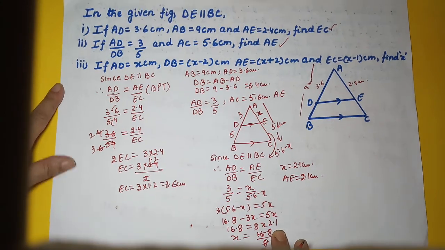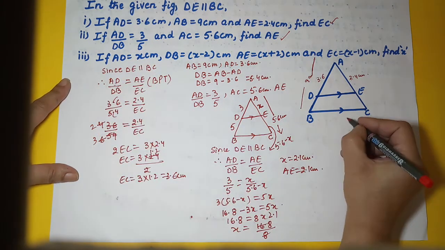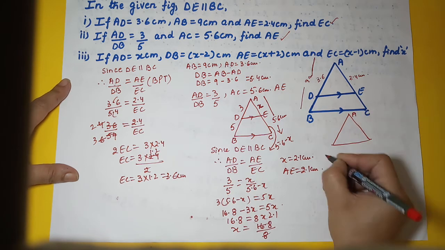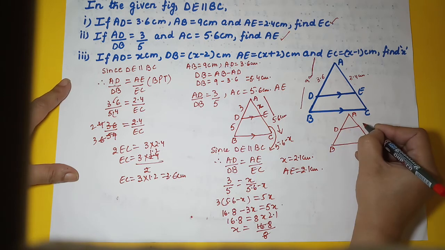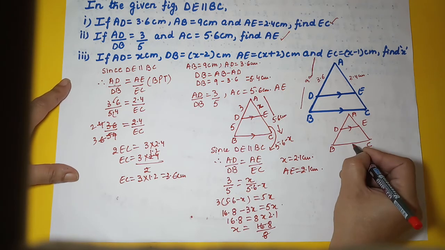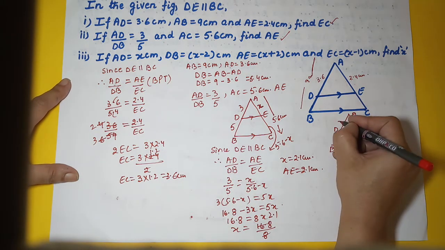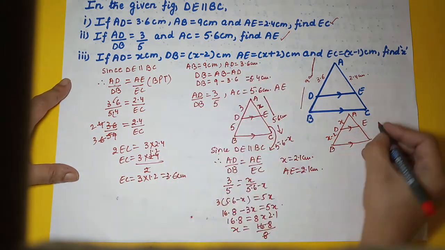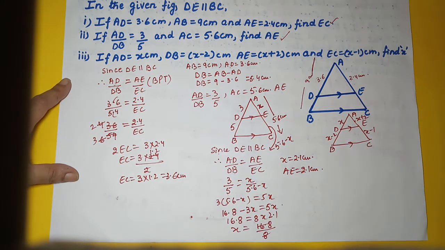Then I have to answer the third part where he's saying that AD is X, so let me make a triangle here. Now this time, again the measurements have changed. This is D and this is E. DE is parallel to BC. So now AD is X, DB is X minus 2, AE is X plus 2 and EC is X minus 1, right? And I have to find the value of X.